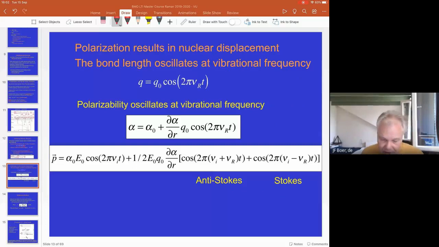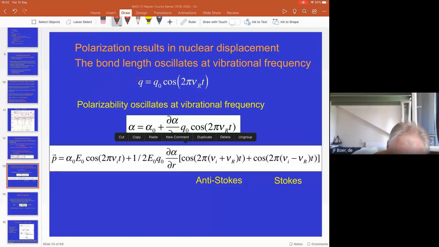And so with this, we can describe the polarization that is induced in the molecule, and we describe that with the parameter Q, and Q was the change in the equilibrium position of the molecule, and that is given by the amplitude of the vibration of the molecule, how much the atoms move, times a cosine 2 pi frequency of the vibration of the molecule times time.